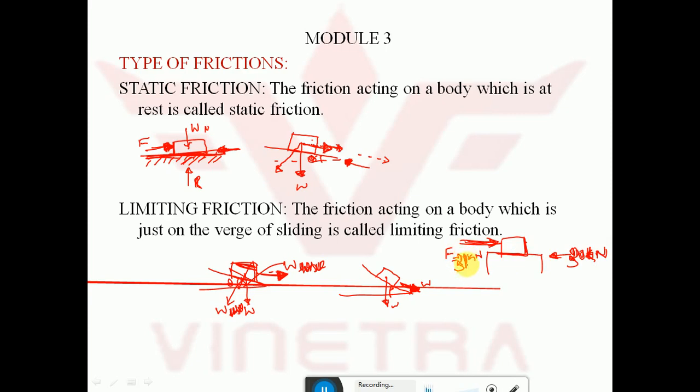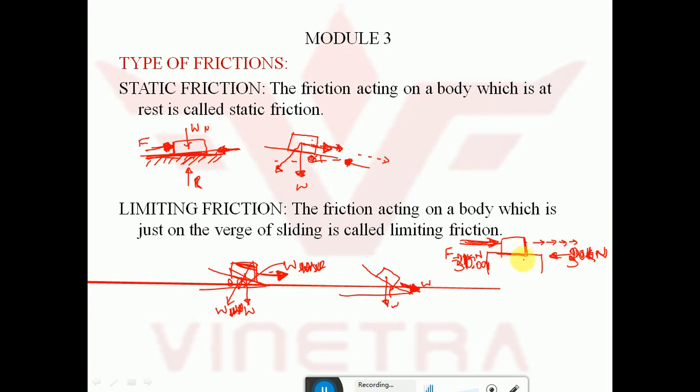Even if I make the applied force 31 kilonewton, that is, 30 kilonewton is the limiting friction, even by a small amount, even 30.001, even a small increment in the applied force will make the body start to move in this direction.